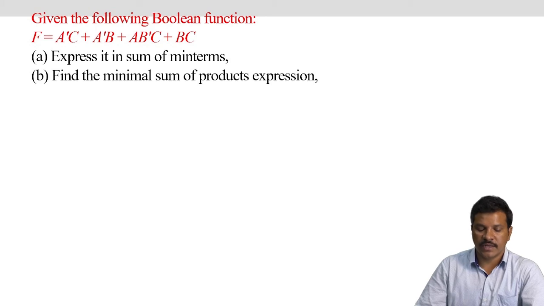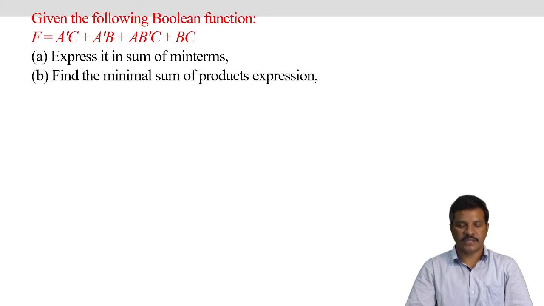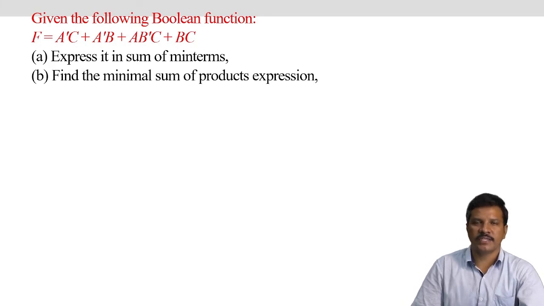This is another example. Given the Boolean function f is equal to a bar c plus a bar b plus a b bar c plus bc. This is not in a standard form. It is a simple SOP form, but it is not canonical form.